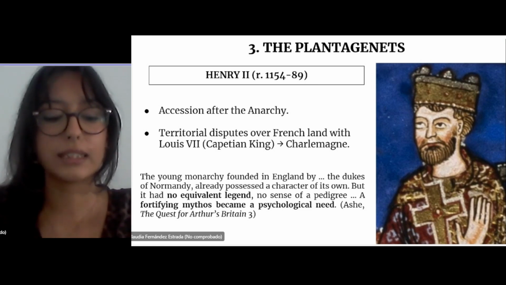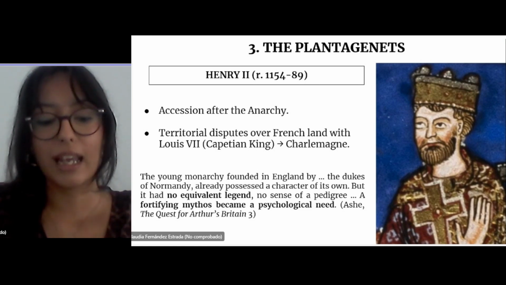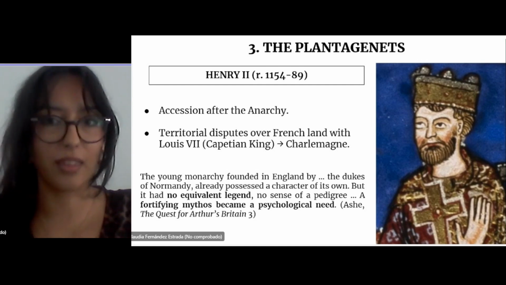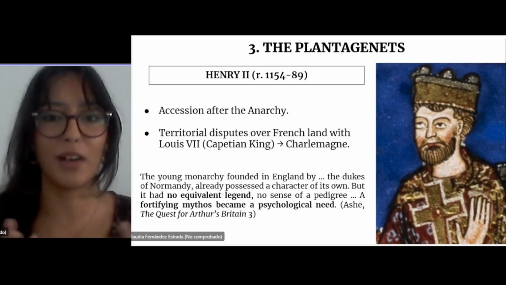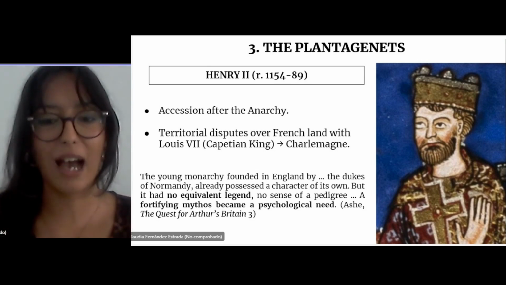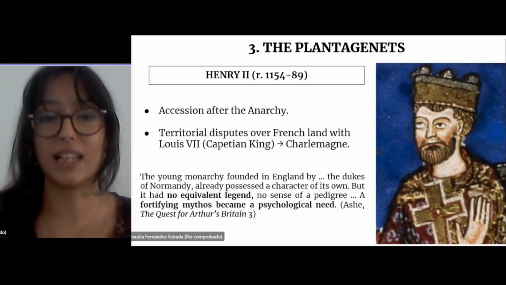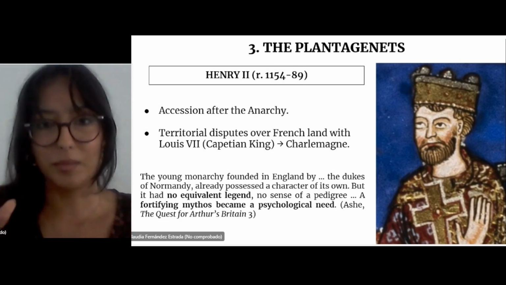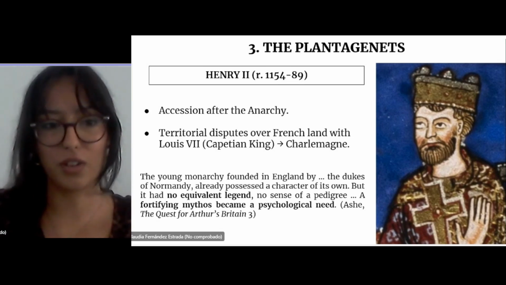So some, like Geoffrey Ashe, have noted that in order to rival Louis VII, Henry needed something that could be similar to the matter of France, so to say. Ashe notes that England had no equivalent legend and no sense of a pedigree, so he needed this fortifying mythos to be like Louis VII, or to surpass the myth of Charlemagne.